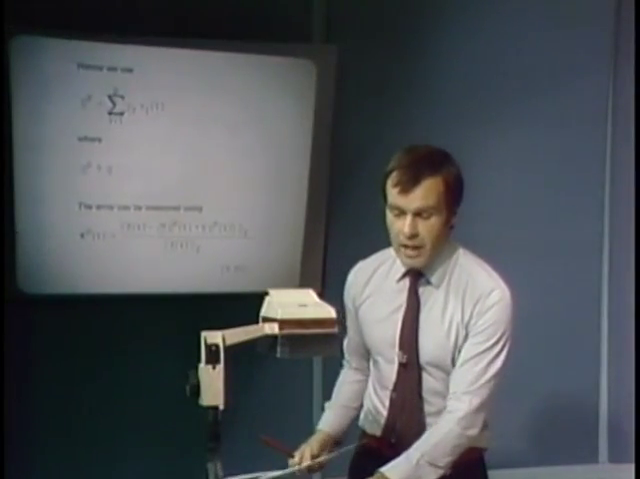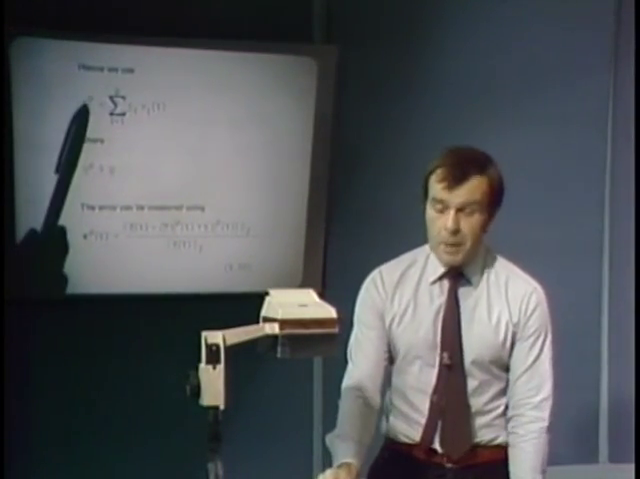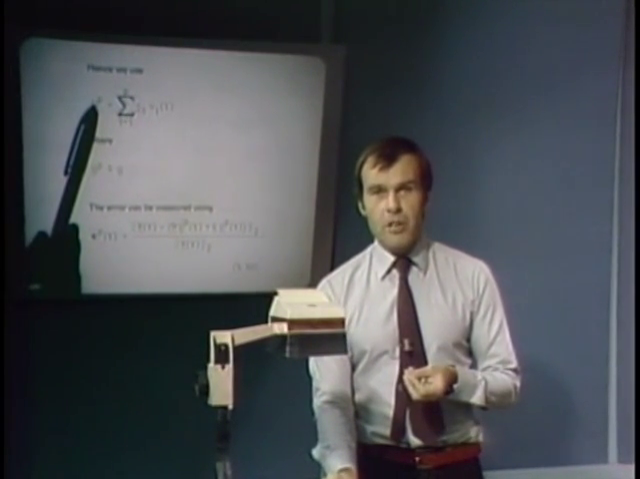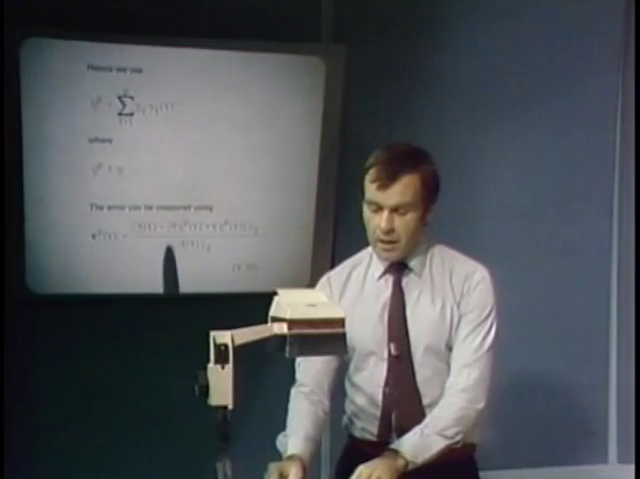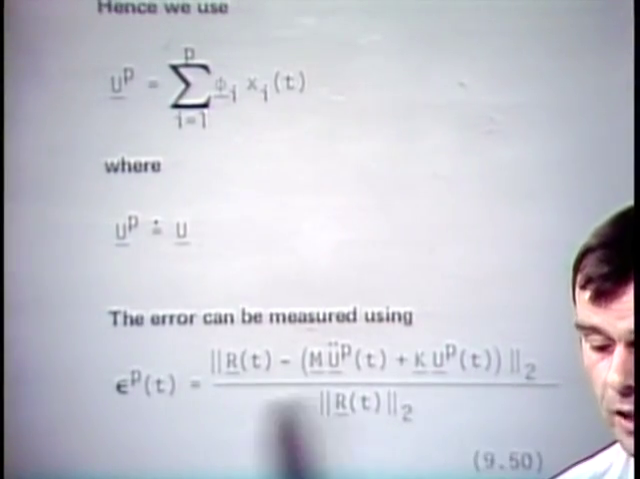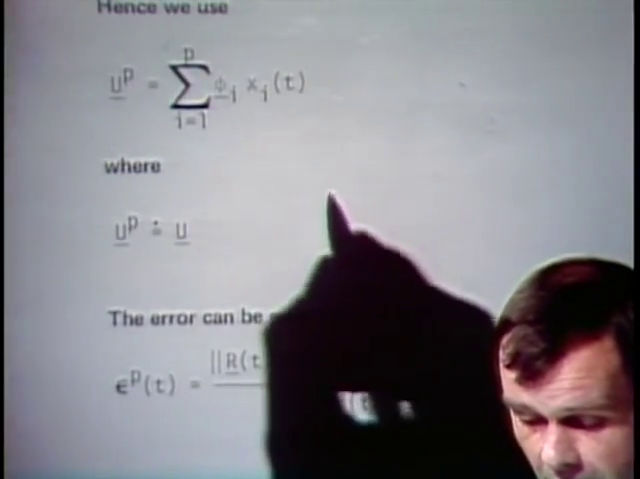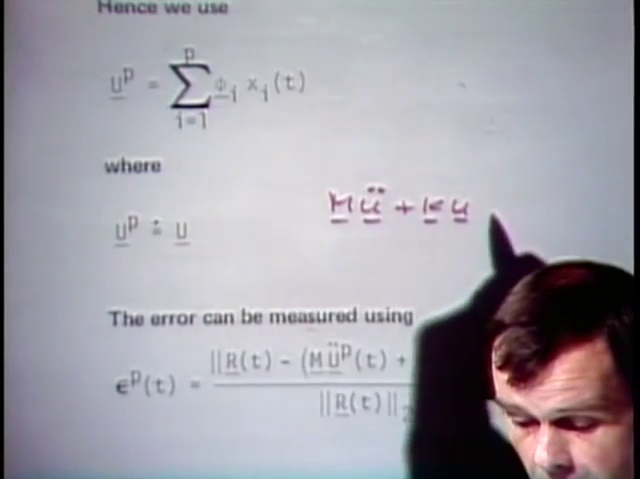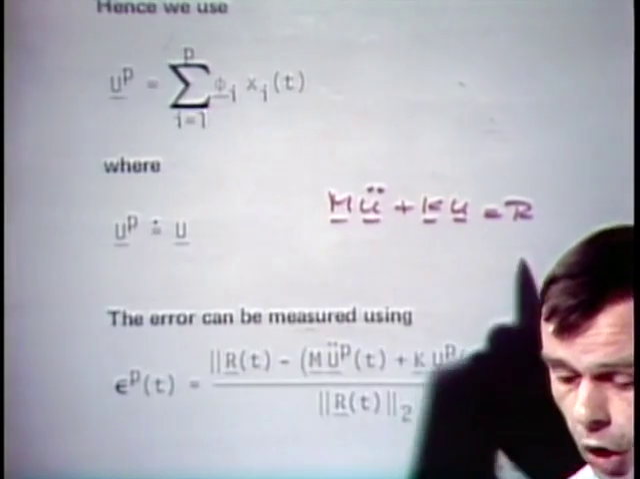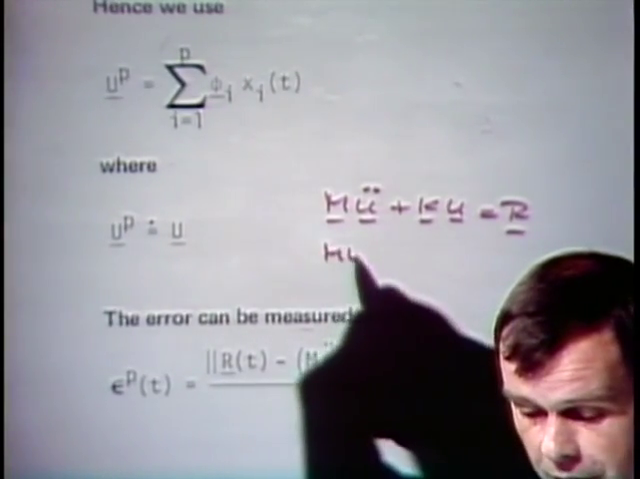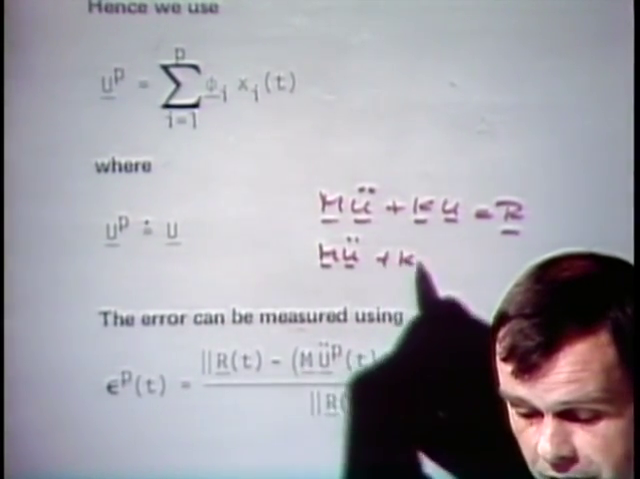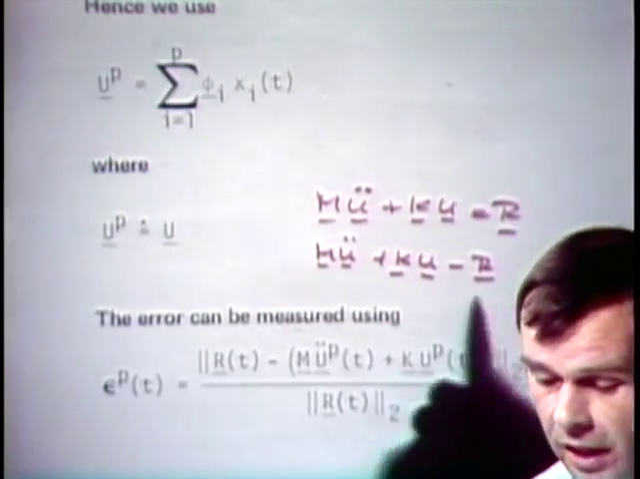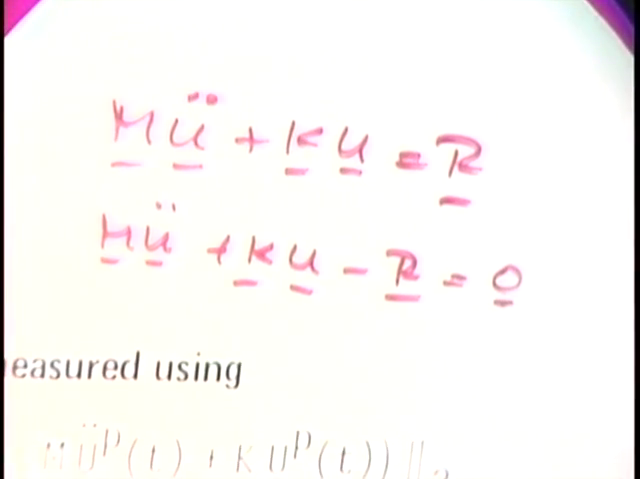How can we find out the error? Well, if up is an approximate solution to the system of equations that we want to solve, then let us substitute back into that system of equations. Let me write it down once more here. We have M u double dot plus K u equals R that we want to solve. We can also write that as M u double dot plus K u minus R, and this shall be 0.